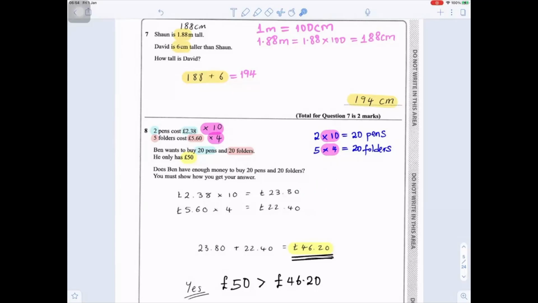So you add the total, it gives you £46.20. And if Ben has £50, the answer is yes, because £50 is bigger than £46.20. So Ben has enough money to buy those 20 pens and 20 folders.